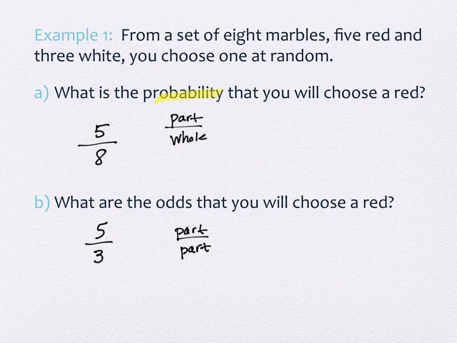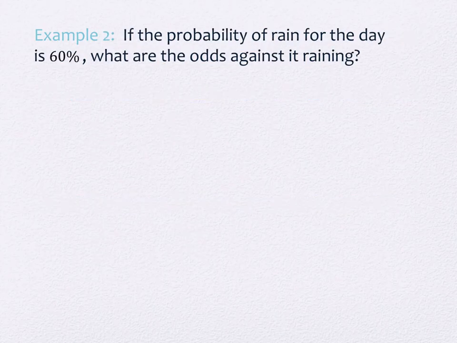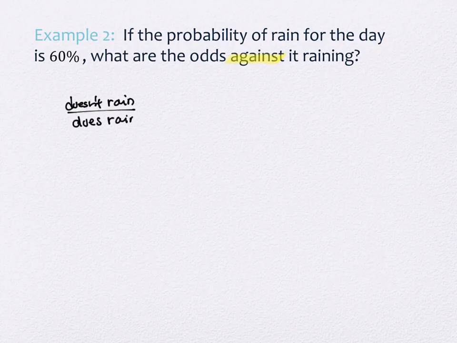Okay, so I think Catherine was the one who said something about rain. So that was actually one of my examples. Example number 2 talks about rain. So if you had the probability of it raining for the day as 60%, what are the odds against it raining? So this phrase against is important. It means that we're going to do something a little bit different. So when we're looking at the odds against, what we're saying is that we want to know the likelihood that it doesn't rain on top, compared to the fact that it would or does rain on bottom.